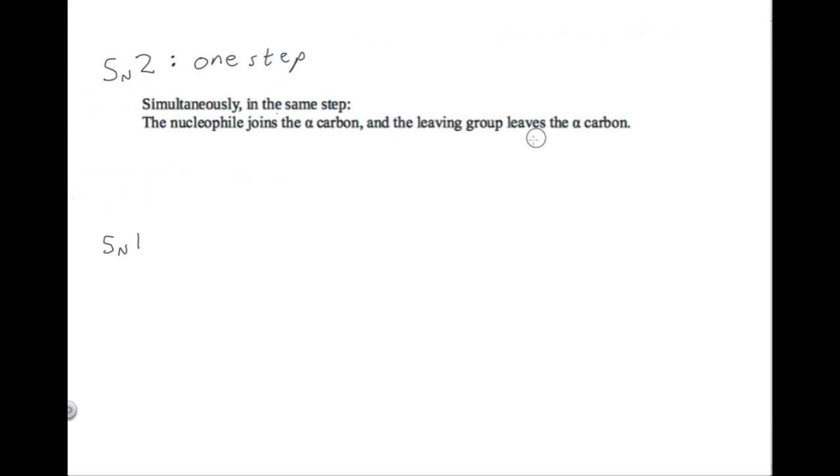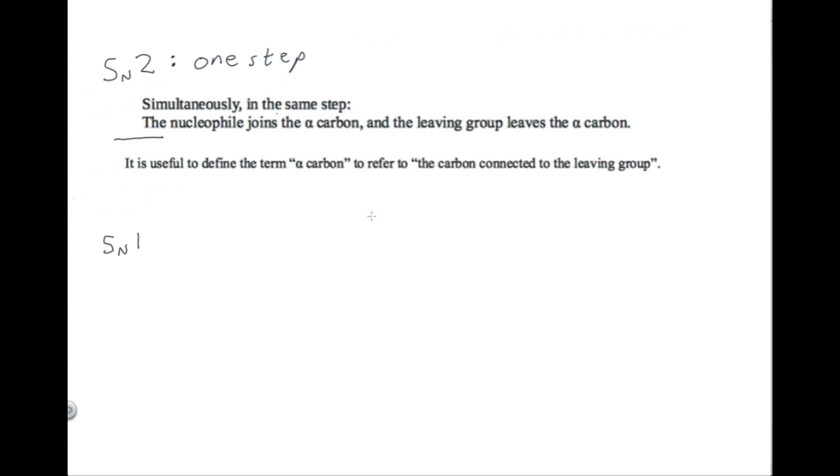Now, we all are familiar with the terms nucleophile and leaving group. How can we define the term alpha carbon? In the SN2 series, we defined an alpha carbon as the carbon connected to the leaving group. And later in this video, we'll have to expand that definition so that it's more useful for an SN1 reaction. I hope that that was all easy review for you.